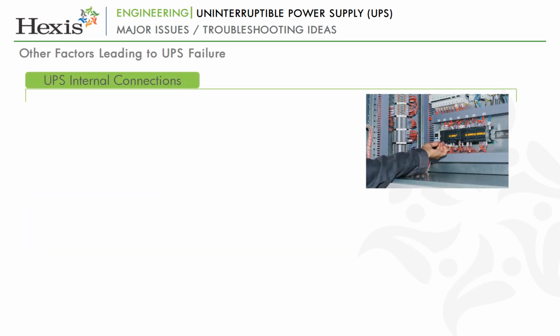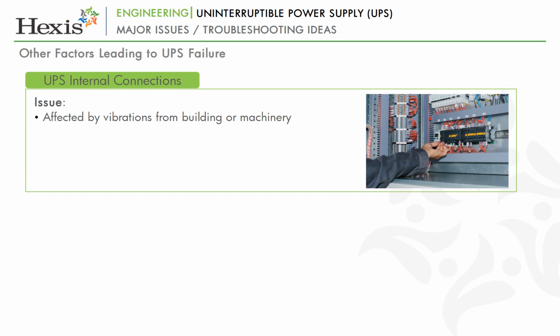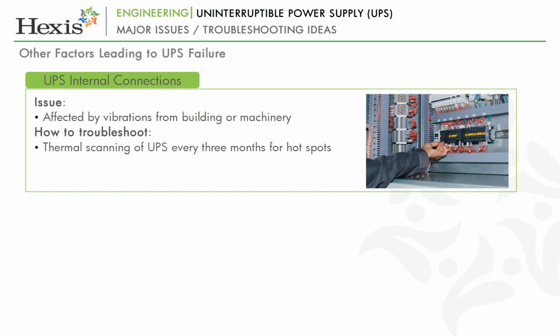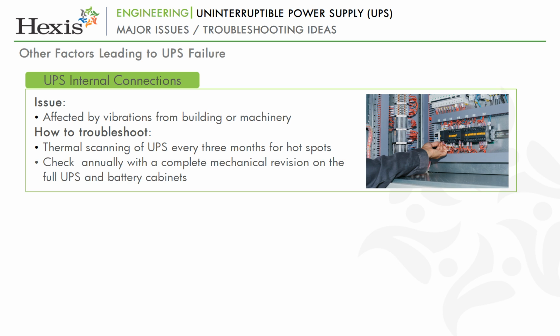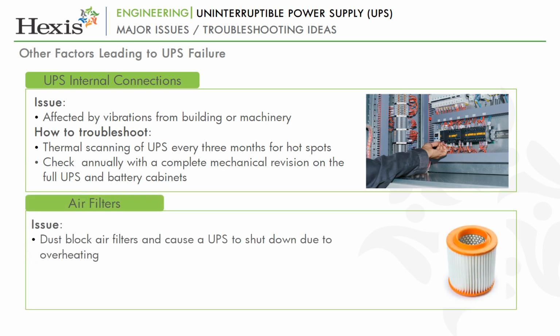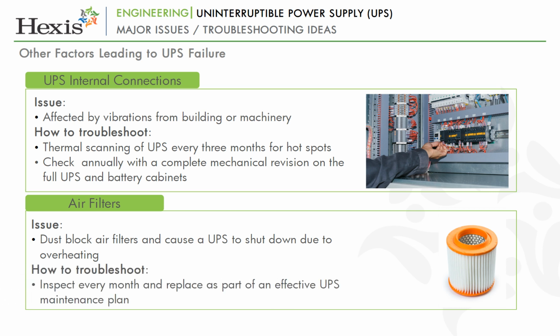UPS internal connections may be affected by vibrations from the building or machinery close to the UPS. Thus, thermal scanning of the UPS should be done every 3 months to check for hotspots, with a complete mechanical revision of the full UPS and battery cabinets checked annually. Dust may block air filters and cause a UPS to shut down due to overheating. Hence, they should be inspected every month and replaced as part of an effective UPS maintenance plan.